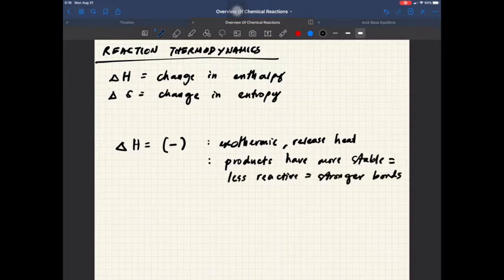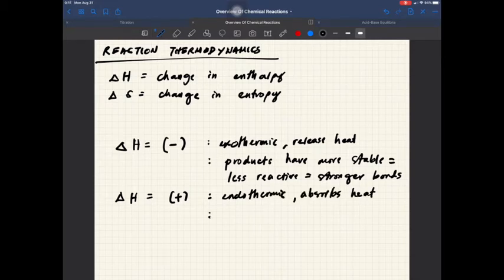On the other hand, a positive delta H means that the reaction is endothermic, or it absorbs heat, and it results in the formation of products that have more reactive or less stable bonds.